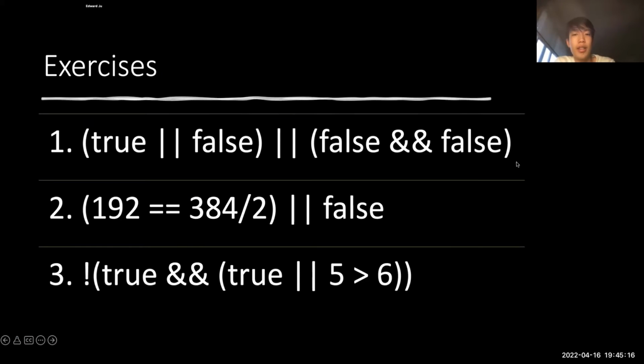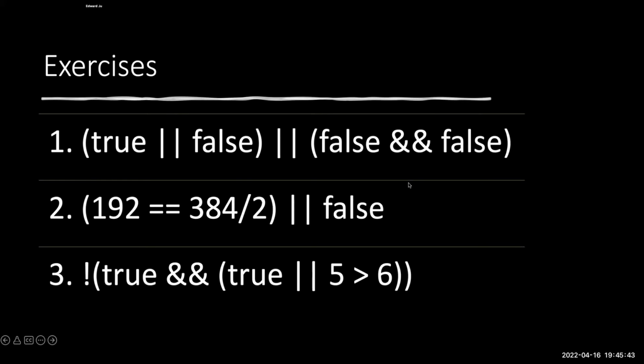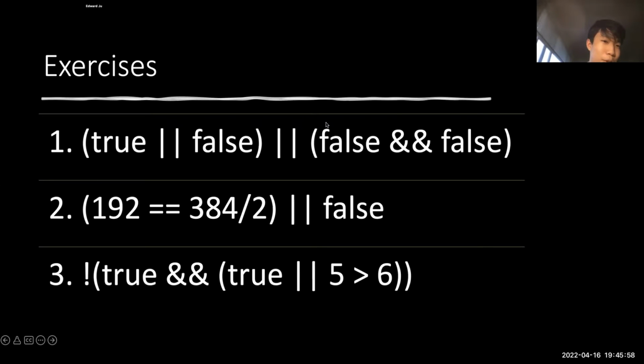Here's some exercises. So can someone tell me if the first one is going to give us a true or a false? Yep, that's correct. The first one is a true. You have to look inside the parentheses first. So if you look at the left side, you have a true and then or false. So because it's an or logical operator, it will give you a true back.